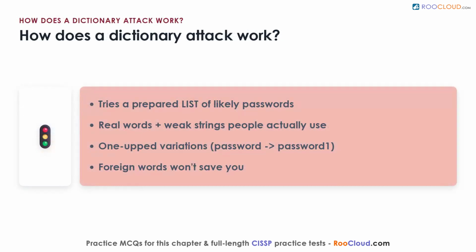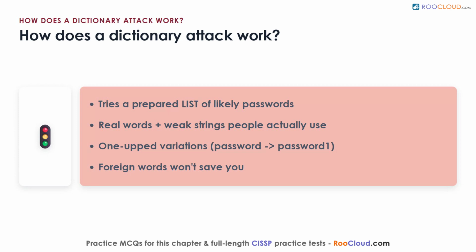Let's start with the simplest cracking method. How does a dictionary attack work? It tries passwords from a prepared list of likely candidates rather than every possible combination. That list holds real dictionary words, but also the weak strings people actually use, like common sequences and the word password itself. Smart versions also test one-upped variations, taking a known password and nudging a single character so password becomes password1 or 1password.